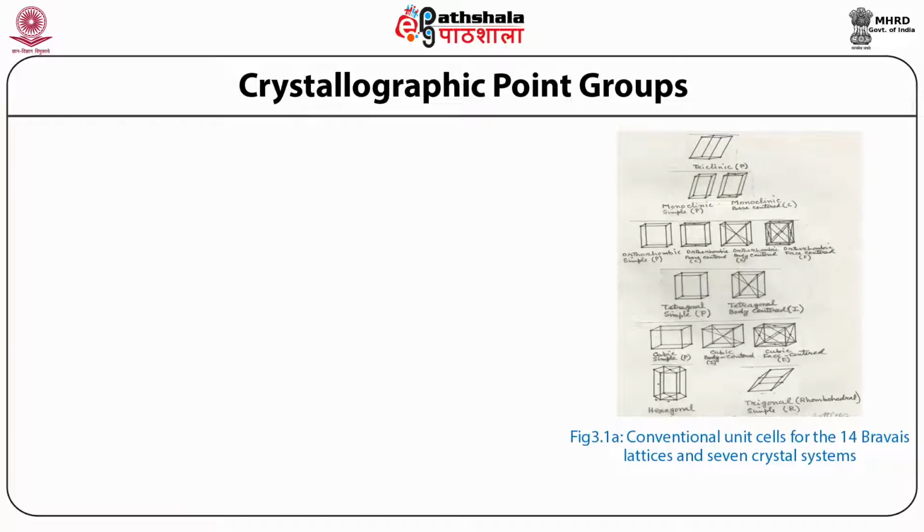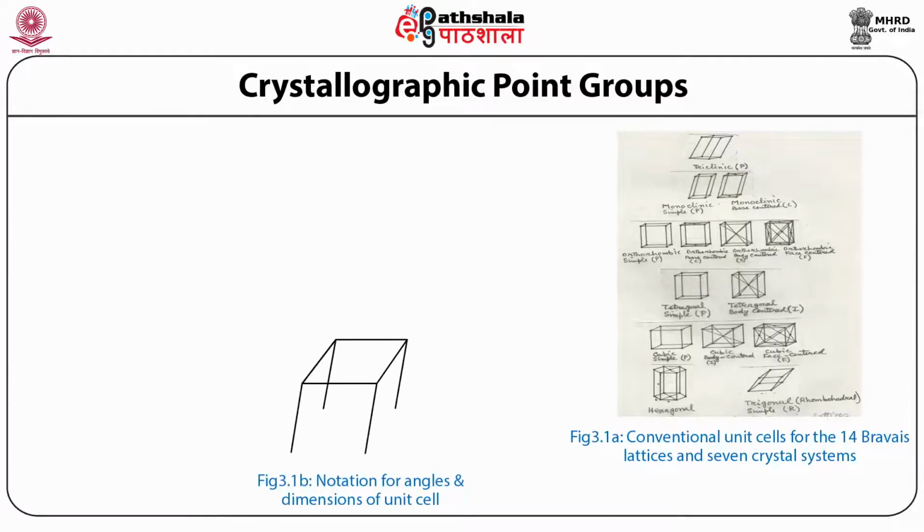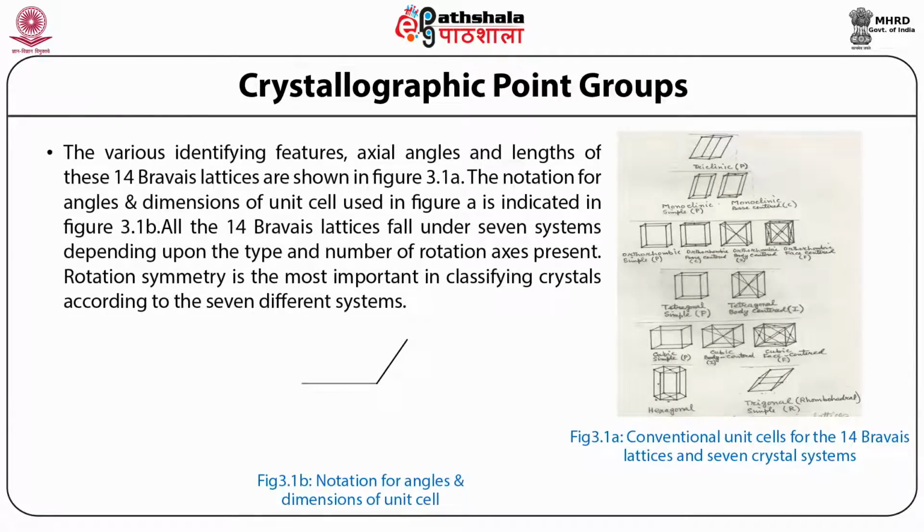Figure 3.1a shows conventional unit cells for the 14 Bravais lattices falling under 7 crystal systems. Figure 3.1b shows the notation for angles and dimensions of unit cells as given in figure 3.1a. The various identifying features, axial angles, and lengths of these 14 Bravais lattices are shown in figure 3.1a. The notation for angles and dimensions of unit cell used in figure 3.1a is indicated in figure 3.1b.